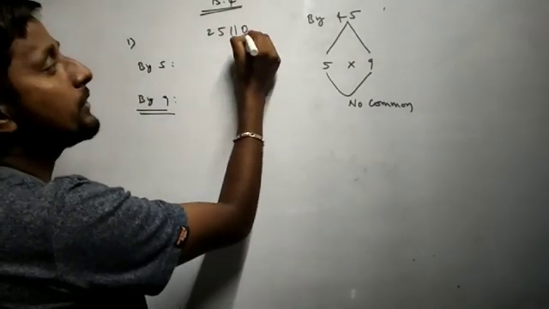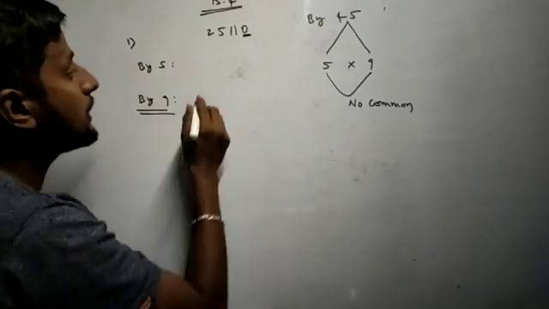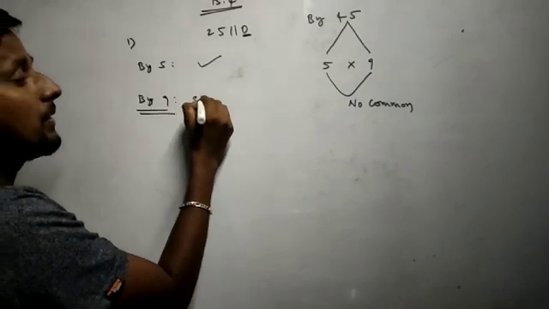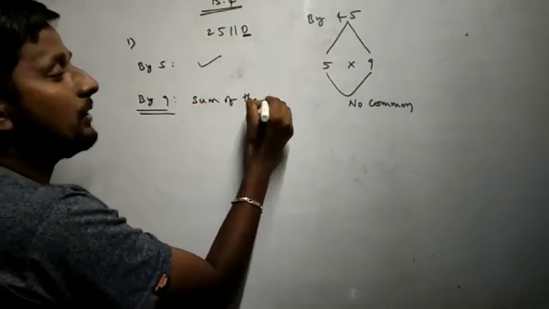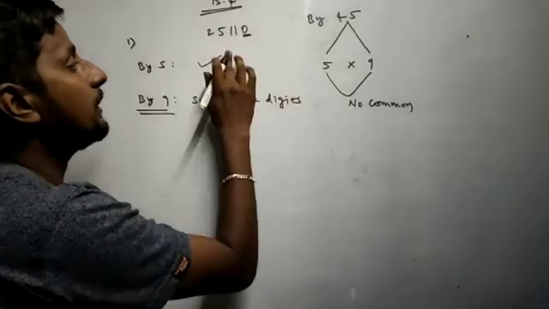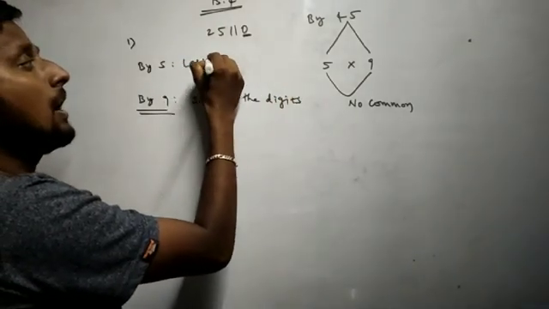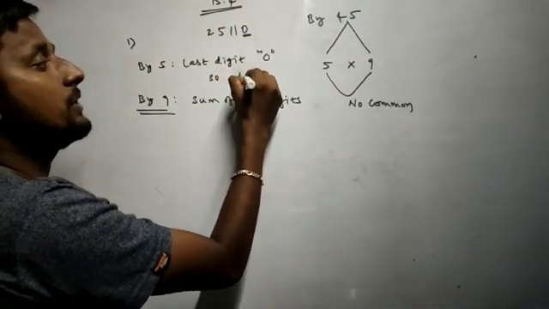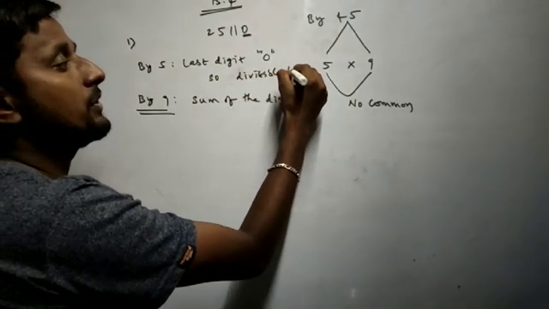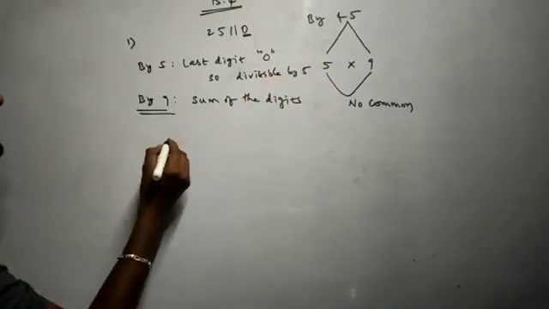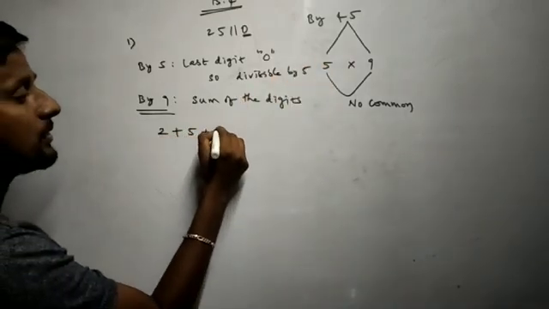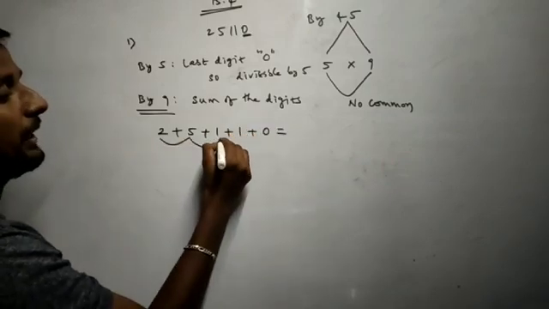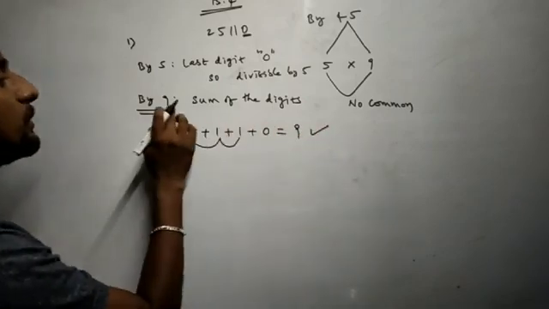By 5, what is the divisibility rule? Last digit must be 0. So it is divisible. Correct? Now look at by 9. 9 divisibility rule: sum of the digits. Correct? Here write down better. Last digit 0. So divisible by 5. Right. Sum of the digits: 2 plus 5 plus 1 plus 1 plus 0. So 2 plus 5 is 7, plus 1 is 8, plus 1 is 9. So 9 is divisible by 9.